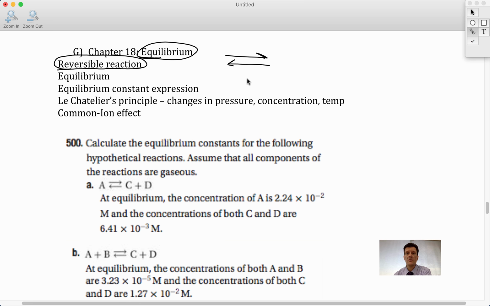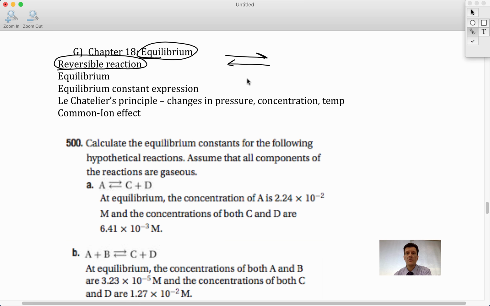All right, we are looking at chapter 18 here. Chapter 18 is all about equilibrium. Big chapter, huge chapter in chemistry. Lots of information here. You definitely want to focus on this chapter and make sure you understand everything about equilibrium.